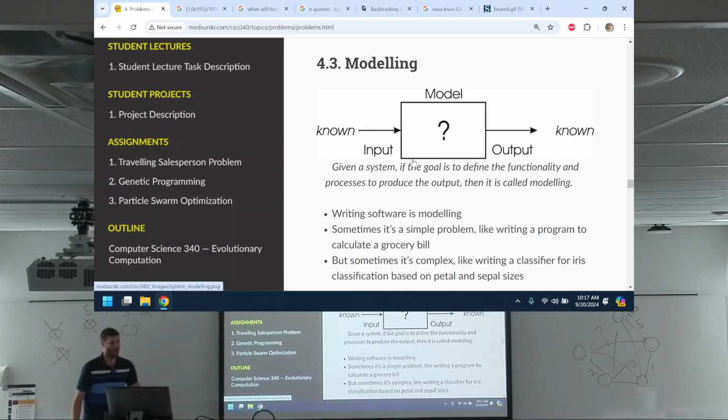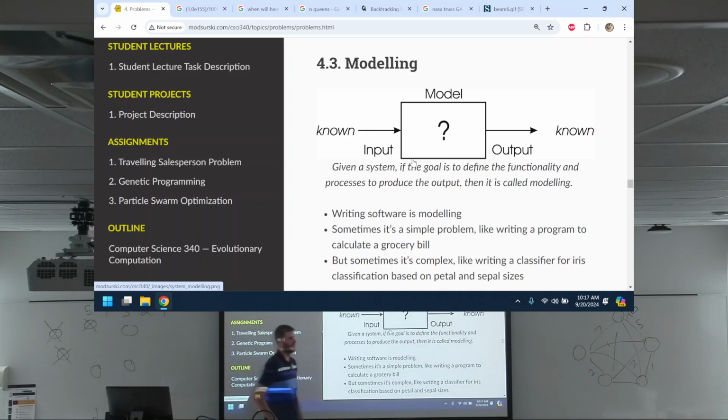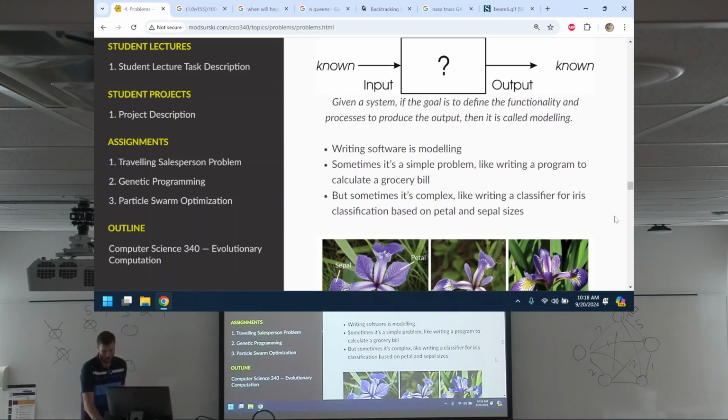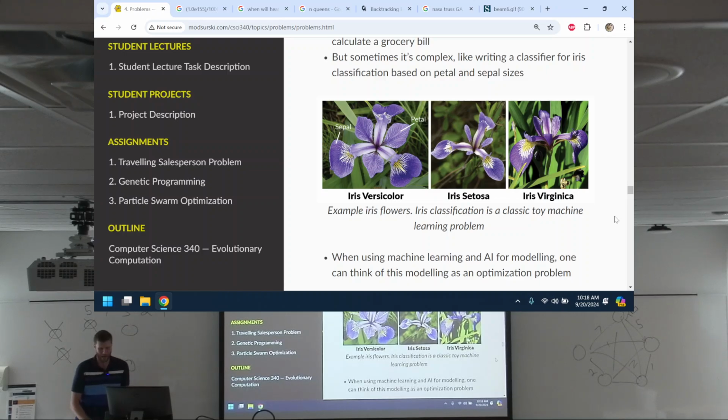Okay, and then there's modeling. So we just talked about optimization. Modeling, on the other hand, is given a system, if the goal is to find a function and process to produce the output, then it's called modeling. So writing software is modeling. Sometimes it's simple, like writing a program to calculate the grocery bill, but sometimes it's complex, like writing a classifier for letting you know, based on petal widths and heights and sepal lengths and widths, what type of flower it is. So that would be modeling.